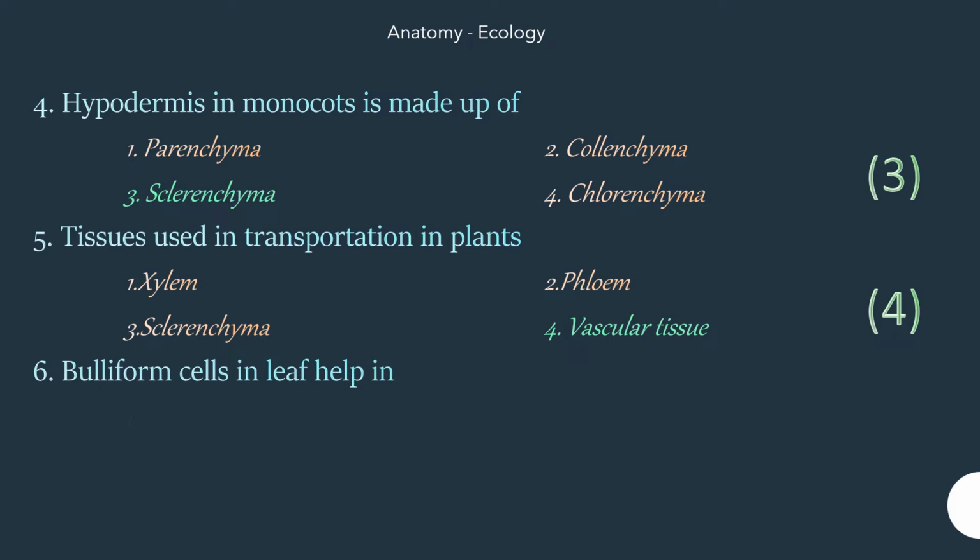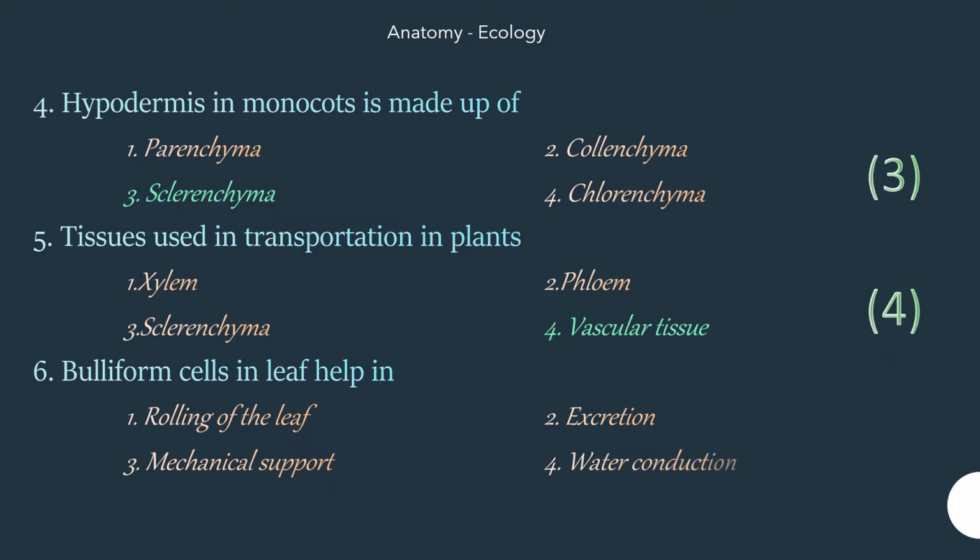Bulliform cells in leaf help in: rolling of the leaf, excretion, mechanical support, water conduction. Answer is 1. Bulliform cells in leaf help in rolling of the leaf.